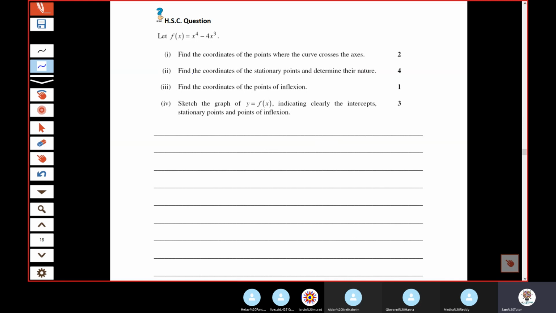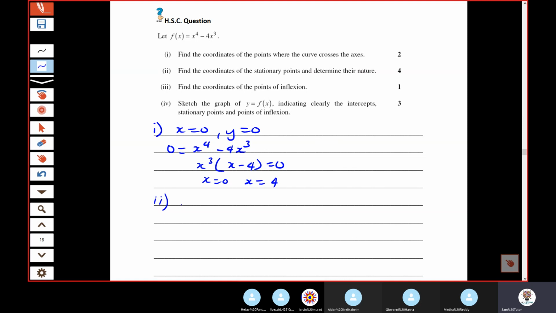So let's do it. Find the coordinates of the points where the curve crosses the axes. X is 0, you're going to get y equals 0. When y is 0, you'll get it looking like this. What do you do at this stage? Factorize x cubed, x minus 4 equals 0. Therefore, you get x equals 0 and x equals 4. You're done. That's part i done.